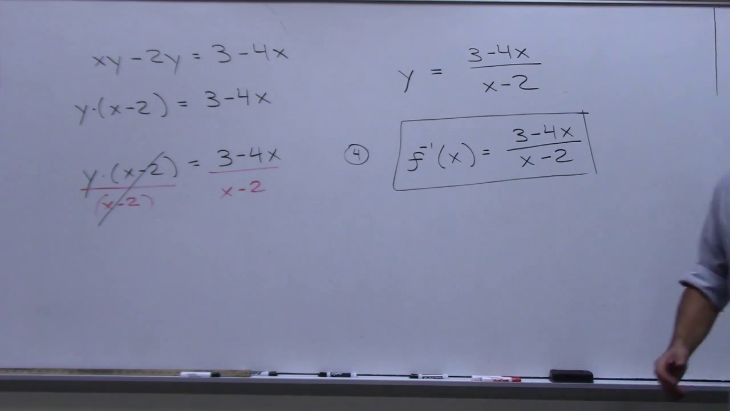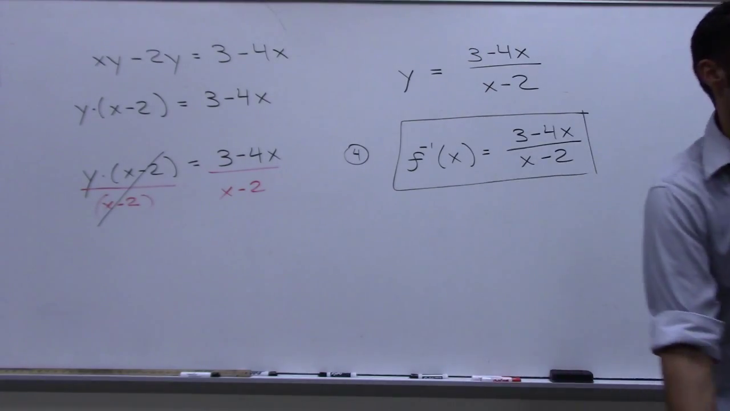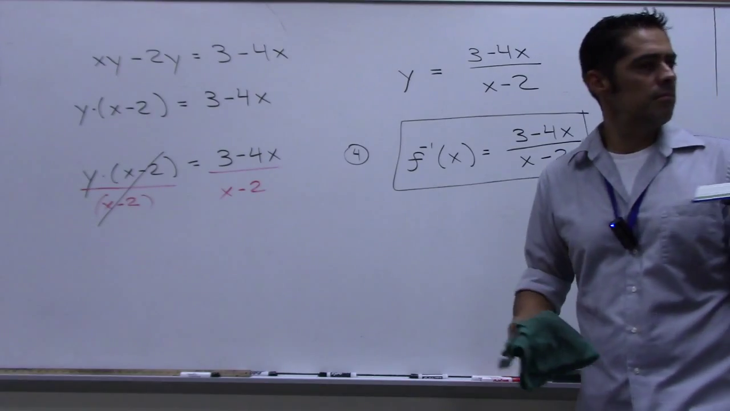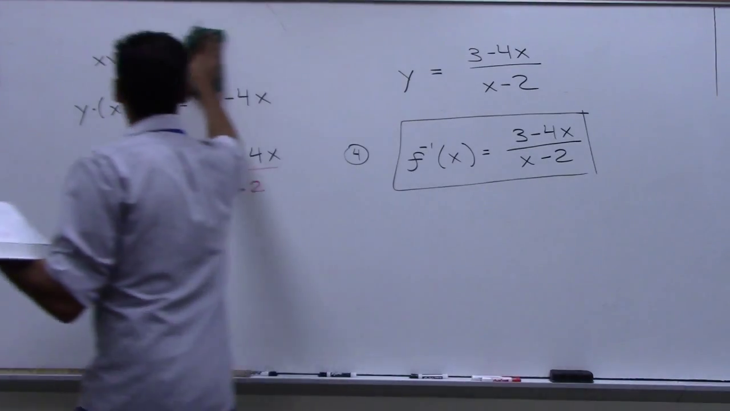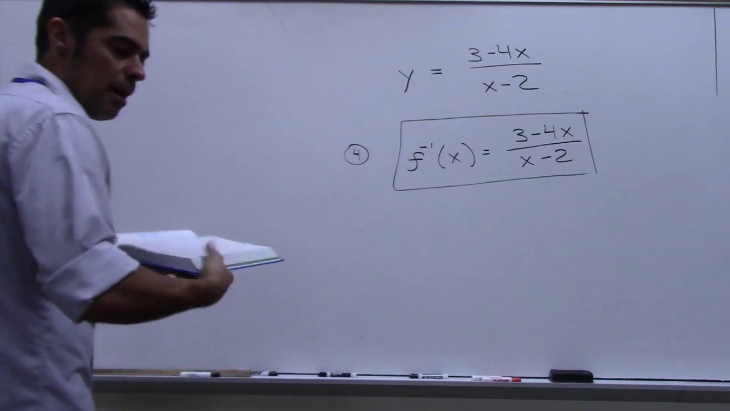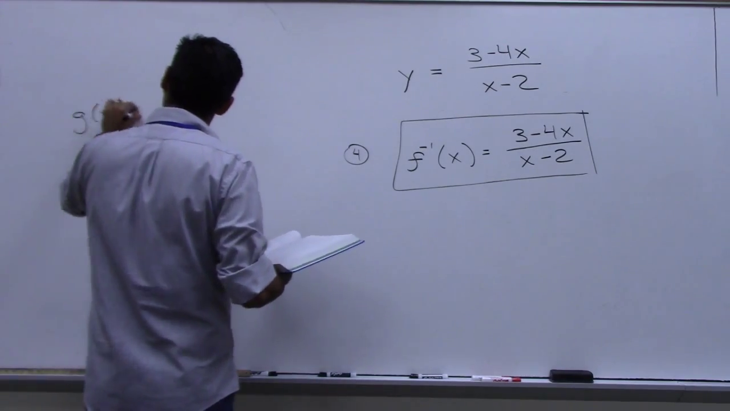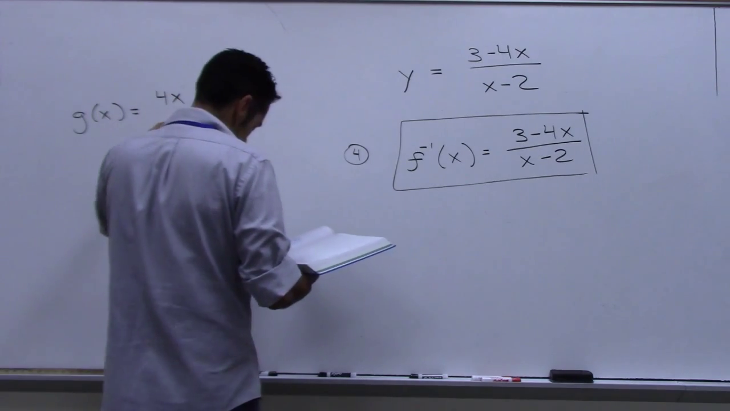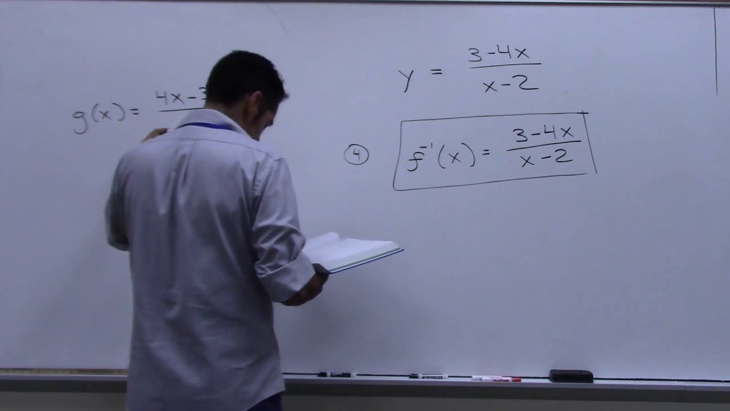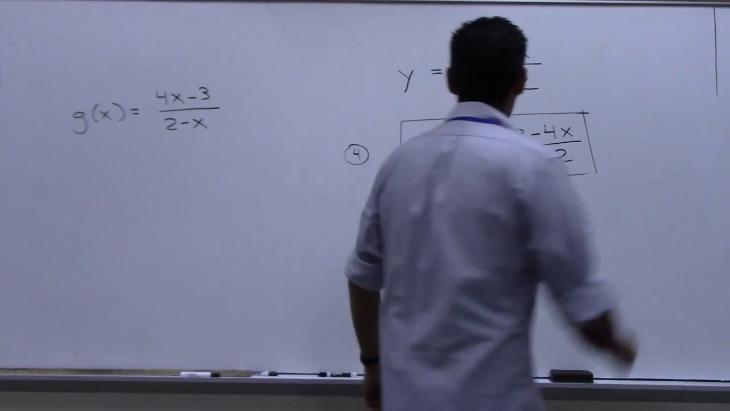But I want you to notice something. This was the same function I had earlier, the one you have to take home part of. When I put that problem up initially, I said verify that these are inverses. I said that its inverse, g of x, was 4x minus 3 over 2 minus x. And we just found that it was this.